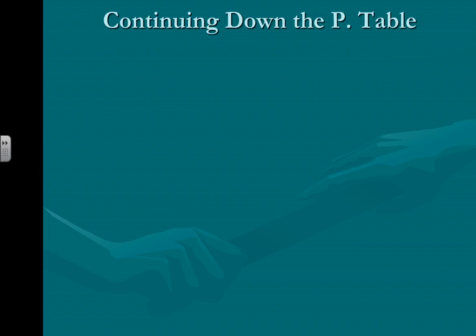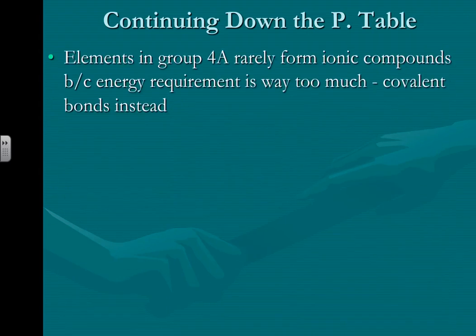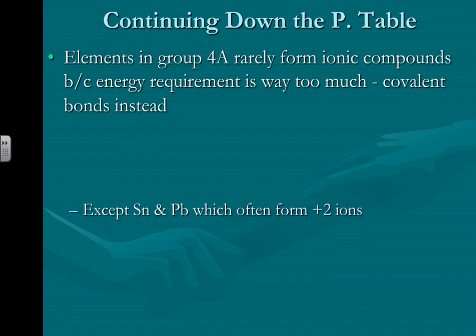If you continue down the periodic table, so we've talked a little bit about group 1A and 3A, 5A a little bit. If we take a second and talk about group 4A, we talked about this a couple times. They do not form ionic compounds hardly at all, and that's because of that whole gain 4, lose 4. It's all kind of hard.